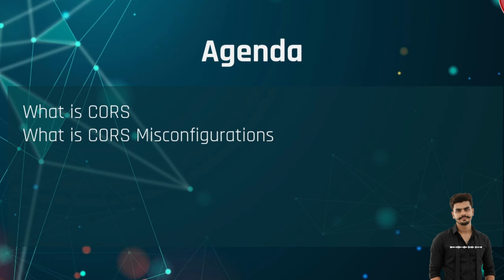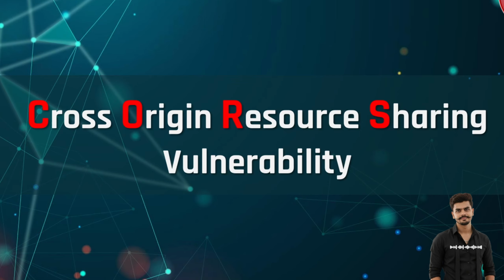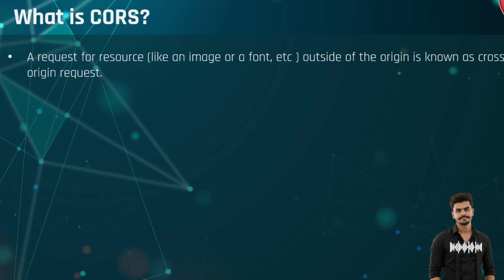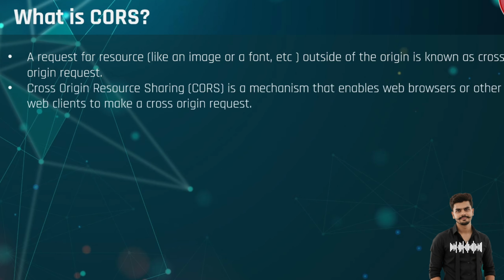So here we are going to learn about CORS misconfiguration and exploitation, as well as mitigation. So first of all, we need to learn about what is cross-origin resource sharing vulnerability. So as usual, before knowing a vulnerability, we should know what is CORS. So basically, it's a functionality. A request for a resource, like an image or a font, etc., outside of the origin is known as the cross-origin request. Cross-origin resource sharing is a mechanism that enables web browsers or other web clients to make a cross-origin request.